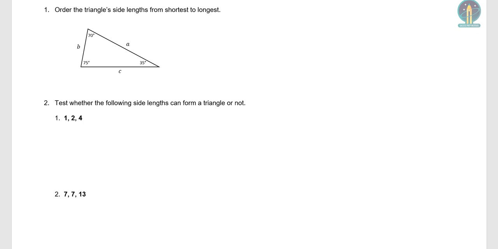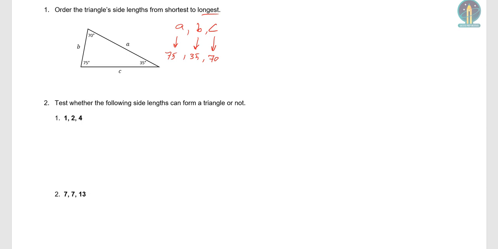Okay, in our first exercise, we need to order the triangle's side lengths from shortest to longest. So we have three sides, A, B, and C, right? A is opposite an angle of 75 degrees. B is opposite an angle of 35 degrees. And C is opposite an angle of 70 degrees.